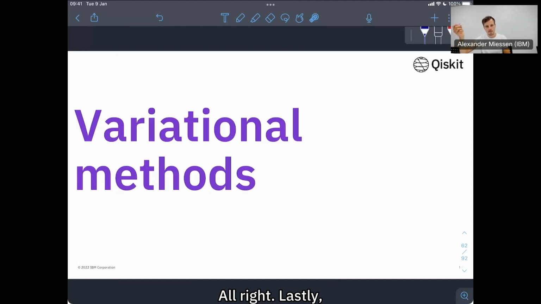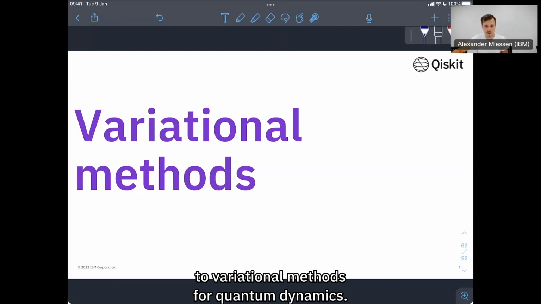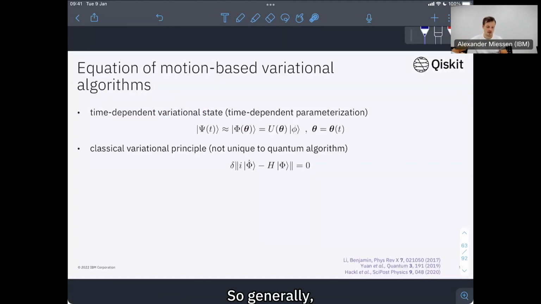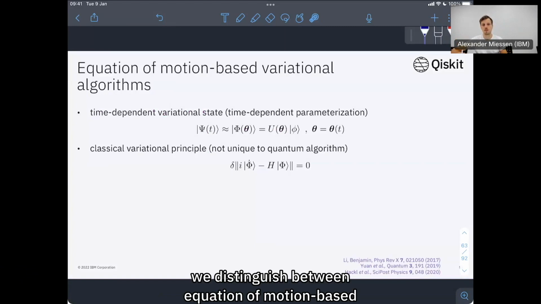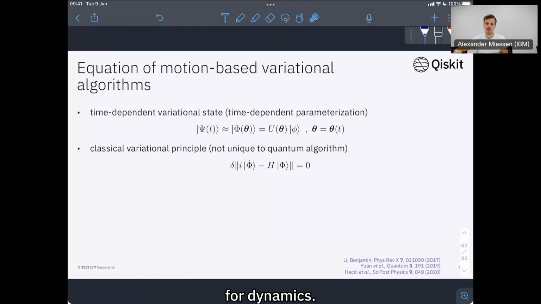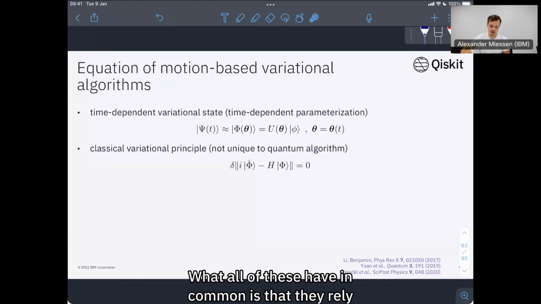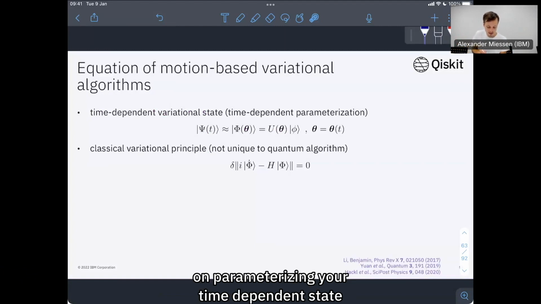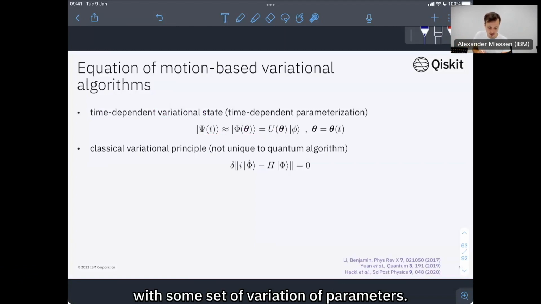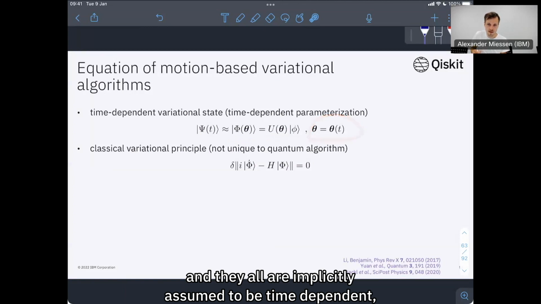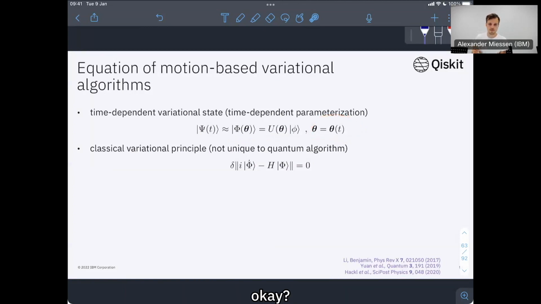All right, lastly, I want to give a brief introduction to variational methods for quantum dynamics. So generally, we distinguish between equation of motion-based and optimization-based variational algorithms for dynamics. What all of these have in common is that they rely on parameterizing your time-dependent state with some set of variational parameters. They're encoded in this unitary, which is the quantum circuit in our case, and they all are implicitly assumed to be time-dependent, okay?